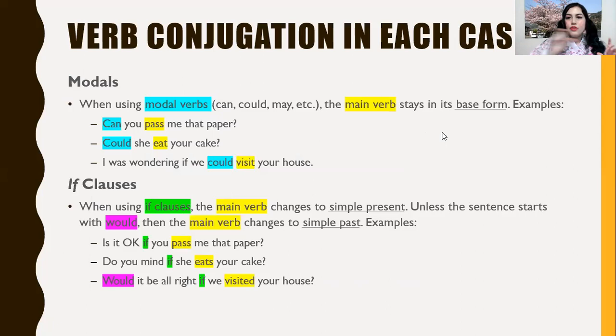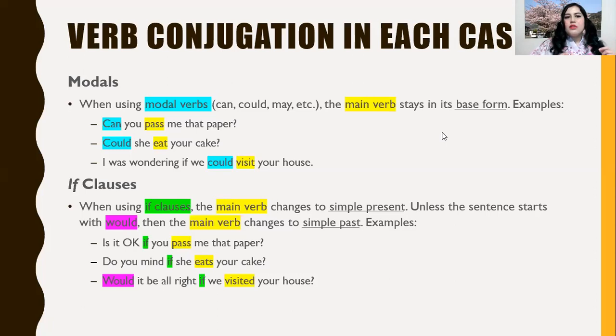Now, the structure for each sentence is going to depend on some specific things. For example, if we have modal verbs like can and could, we're going to have the main verb. The main verb is the verb that is actually showing the action, in its base form. So we're not going to change it into the simple past, and we're not going to change it into the simple present. It's going to stay in the base form. So for example, can you pass me the paper? Could she eat your cake?